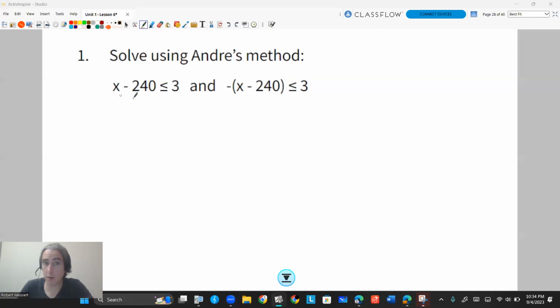Here's the part on the left. Add 240 to both sides. Now, when you add a number to both sides, that doesn't change any direction the inequality should look like. So it's really x is less than or equal to 243.